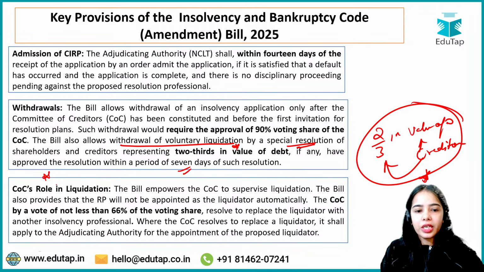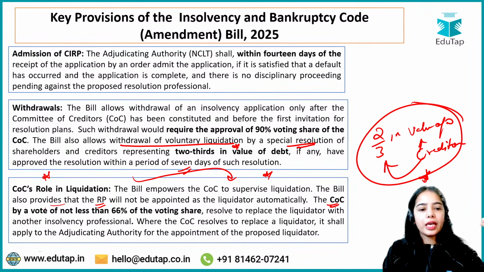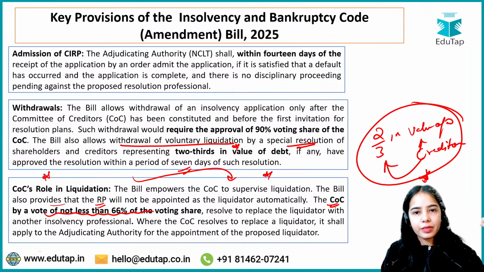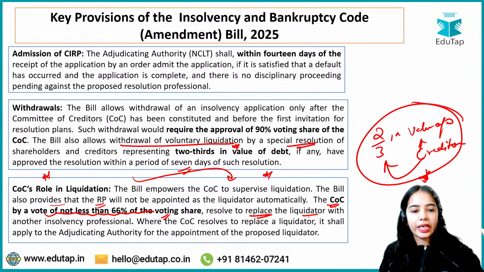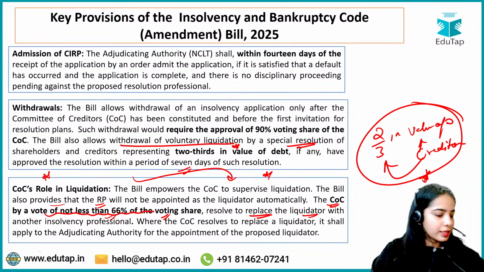Now, COC's role in liquidation. The bill empowers the COC, the Committee of Creditors, to supervise the liquidation. The bill also provides that the resolution professional does not have to automatically become the liquidator, and the COC, by a vote of at least 66% of the voting share, can replace the liquidator with another insolvency professional. Okay, that is the idea.